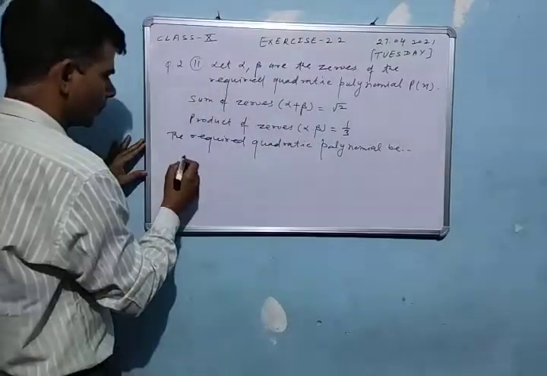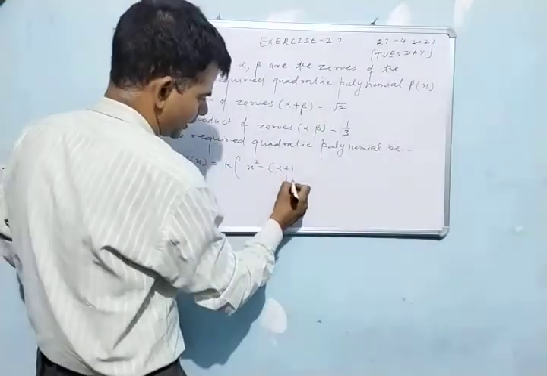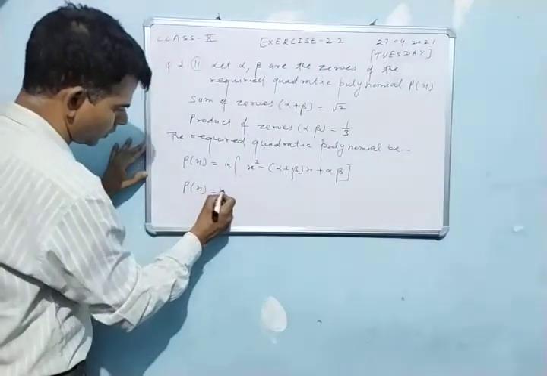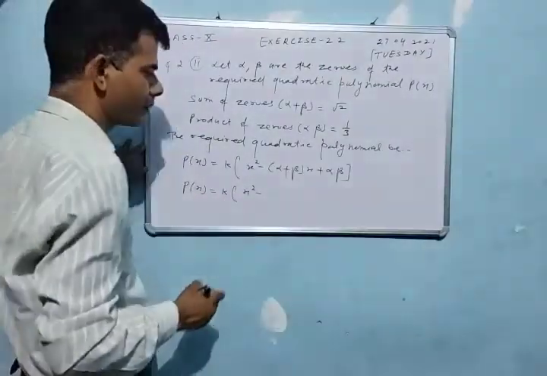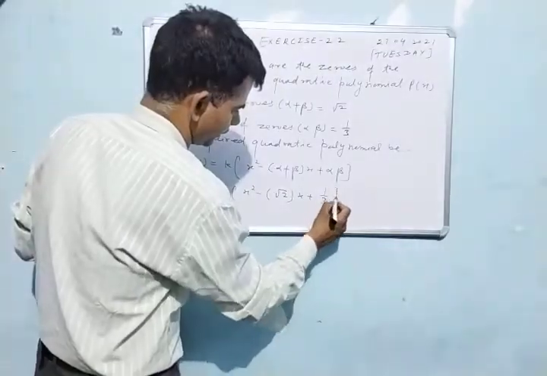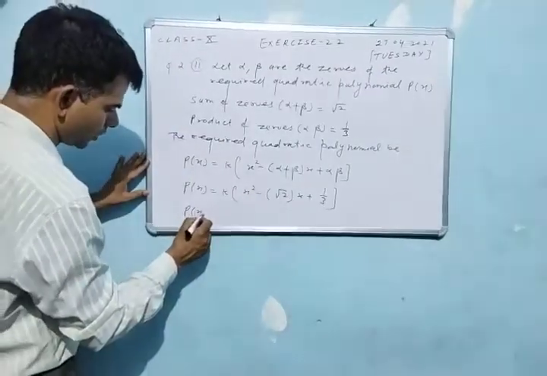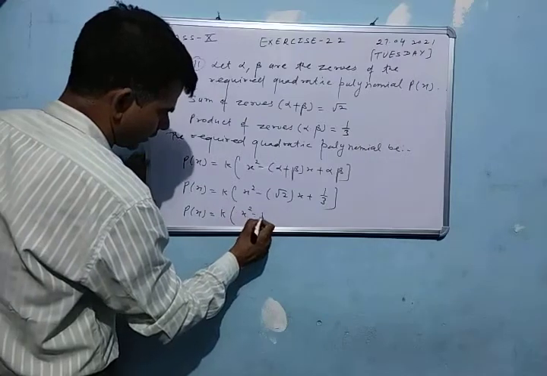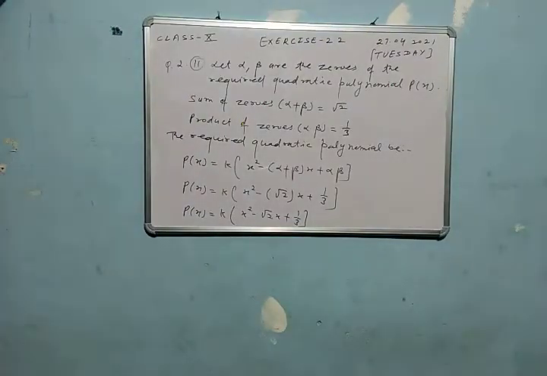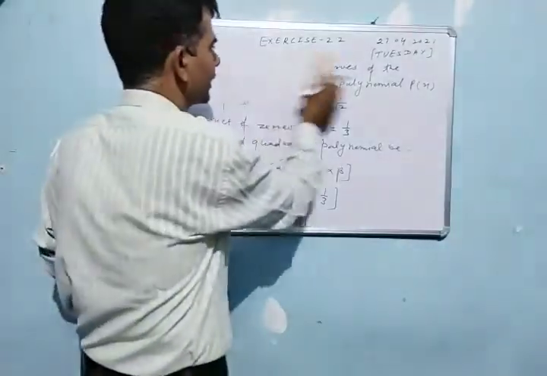p of x is equal to k times x square minus alpha plus beta x plus alpha into beta. So p of x is equal to k x square minus root 2 x plus 1 by 3, since alpha plus beta is root 2. Students, note it down. Now we will take the LCM.